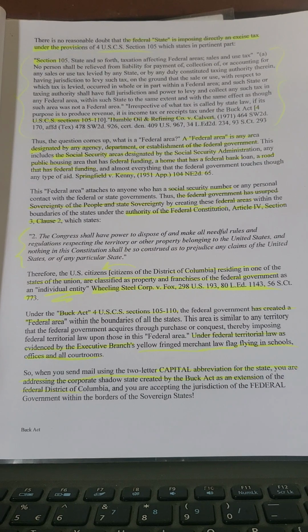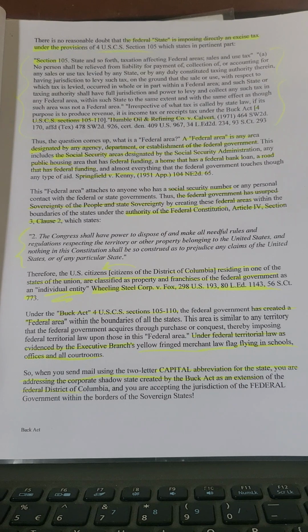Humble Oil and Refining Company versus Calvert, 1971, 464 SW 2d 170, affirmed 478 SW 2d 926, cert. denied 409 US 967, 34 L Ed 2d 234, 93 S Ct 293.